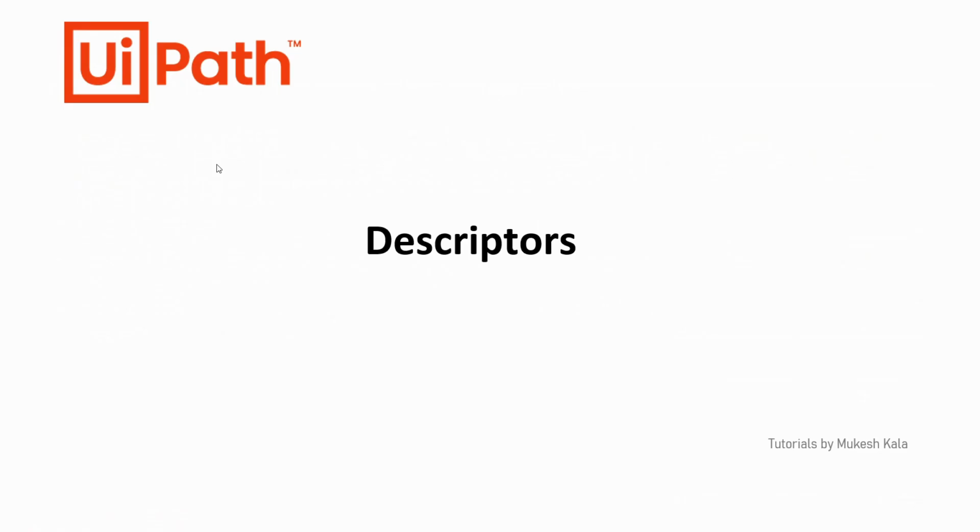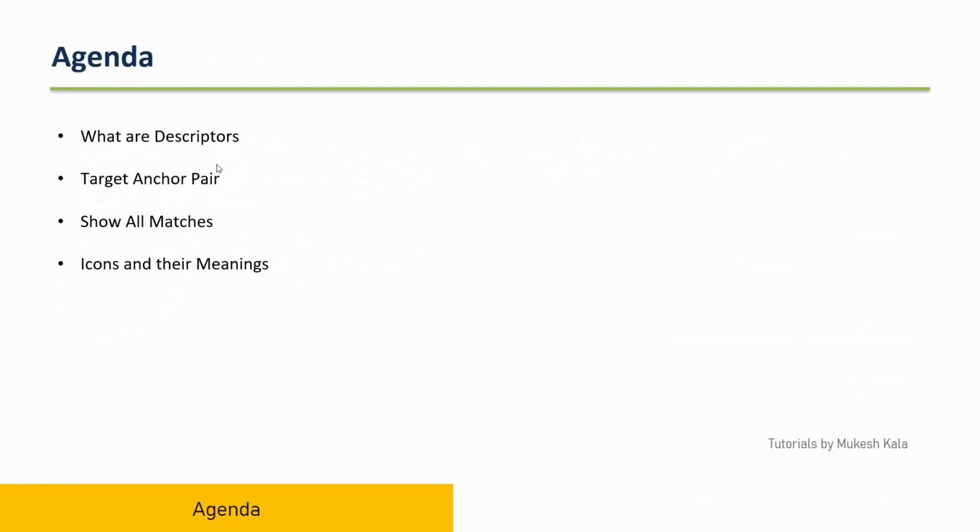Today in this video, we are going to discuss the descriptors in the modern design experience. This is going to be our agenda. We are going to start with what exactly a descriptor is, what a target anchor pair is. There is a functionality called show all matches, how and when we should utilize it. Whenever we work with descriptors, there are some icons which are provided by UiPath. We are going to understand what those icons are and what their meaning is, right? So this would be our overall agenda for this video.